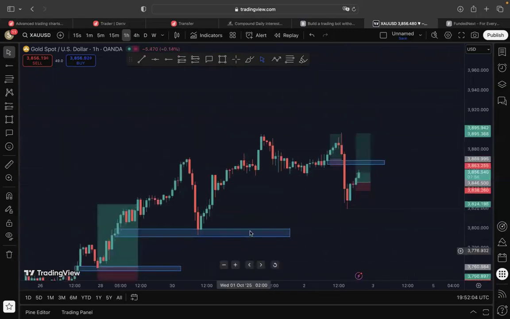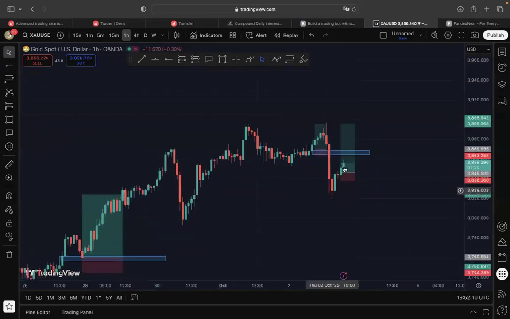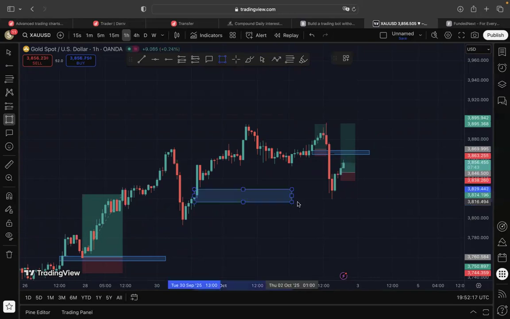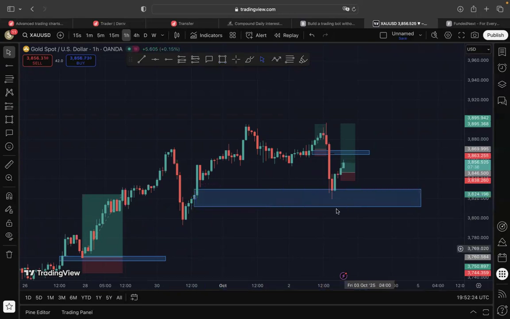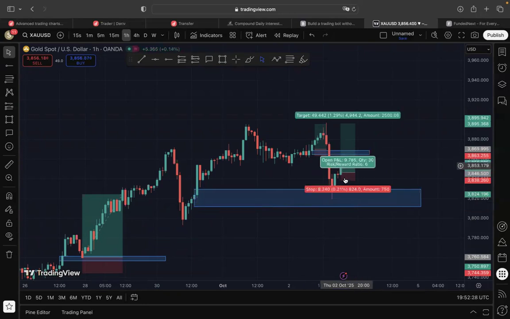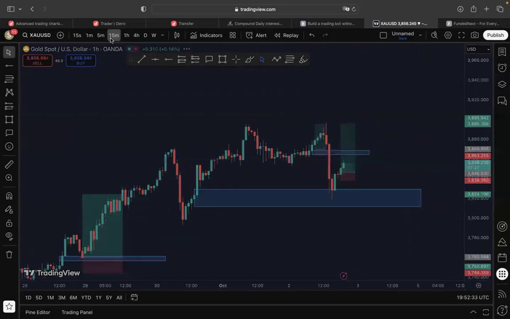Now, look at this one. Look at where the trade is currently at. Why did I enter this trade? Look at this. There's a tiny fair value gap there, which means there's also an order block right there. But then I missed this entry, so I looked for another entry opportunity, which I got. Let's go down to the 15-minute time frame to see.